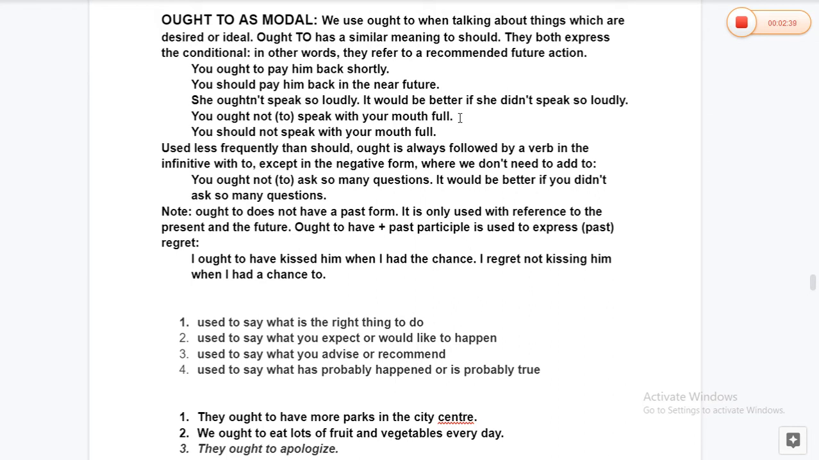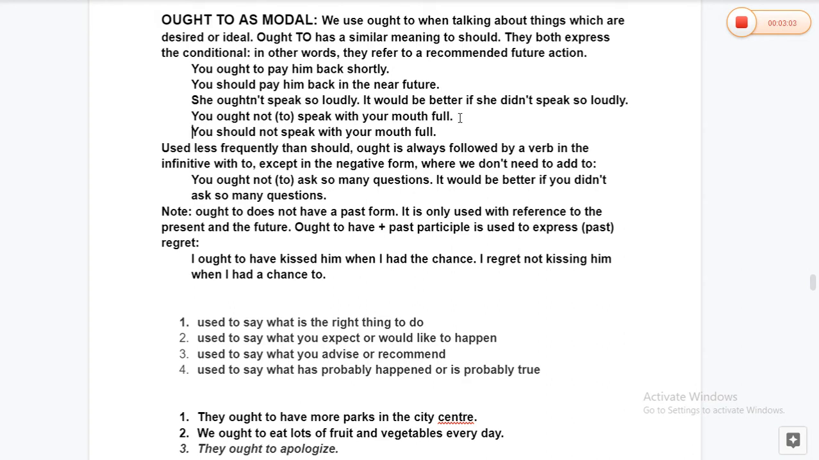Ought to is always followed by a verb in the infinitive with to, except in the negative form, where we don't need to add to. You ought not (to) ask, with to in brackets. You can see that to in brackets means in the negative sentence you can remove to from ought to. You ought not ask so many questions. It would be better if you didn't ask so many questions.